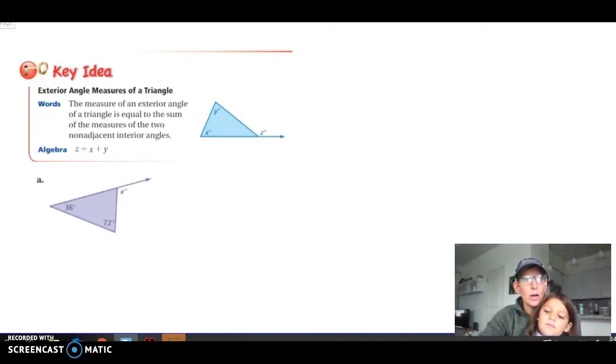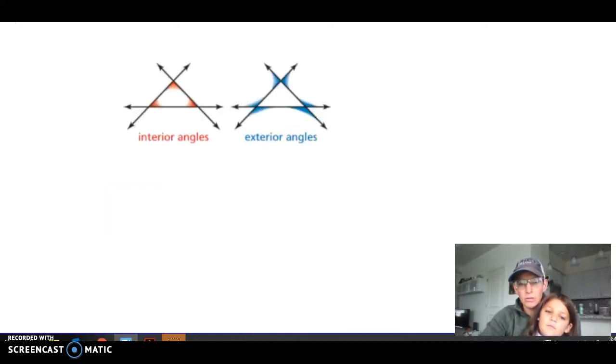All right, so this is part 2 of our discussion on how to find unknown interior and exterior angles. And my daughter Pearl here is going to help us out with that.